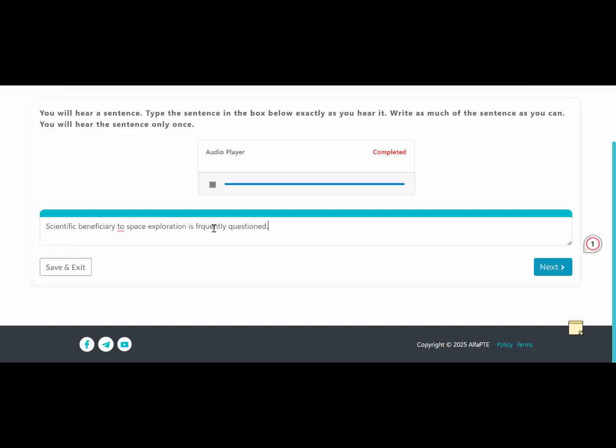So according to me, this is the sentence. We will check the answer later. So check your spellings of scientific, beneficiary, space exploration. Next is frequently questioned.